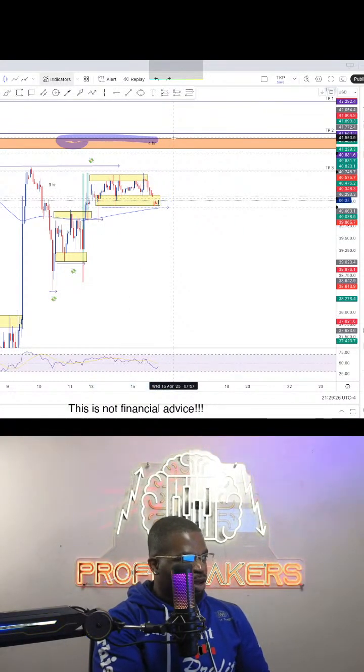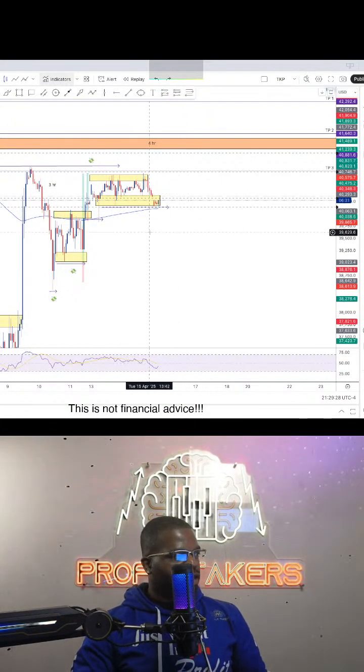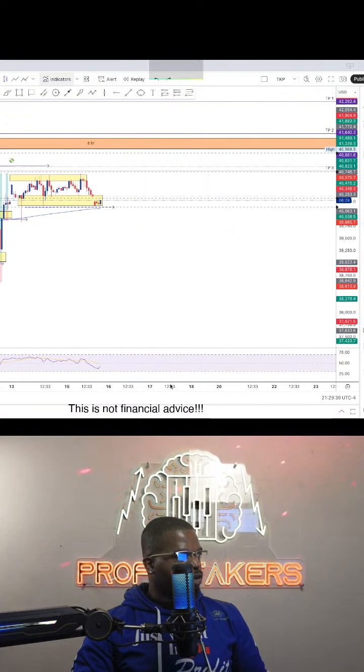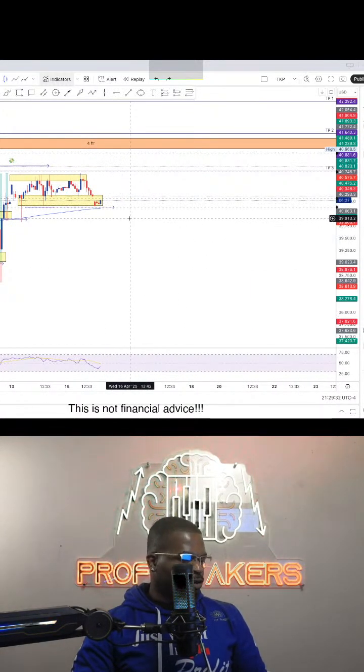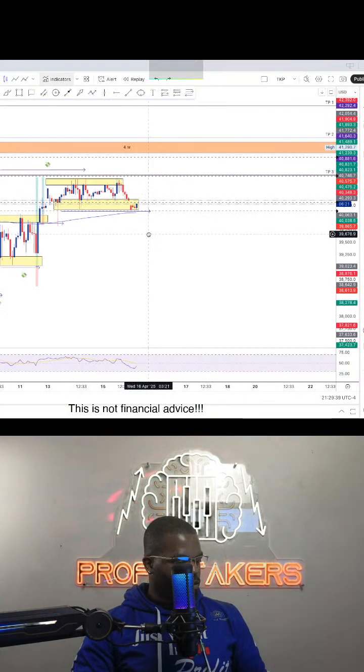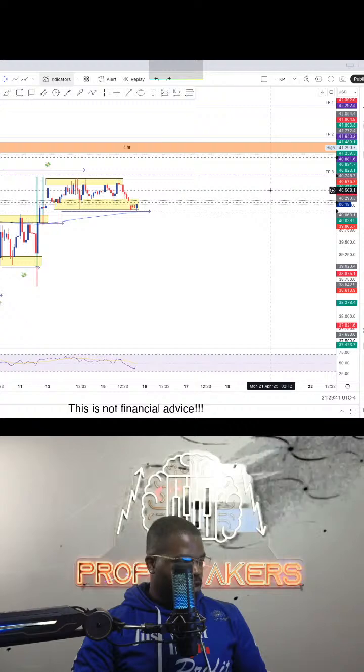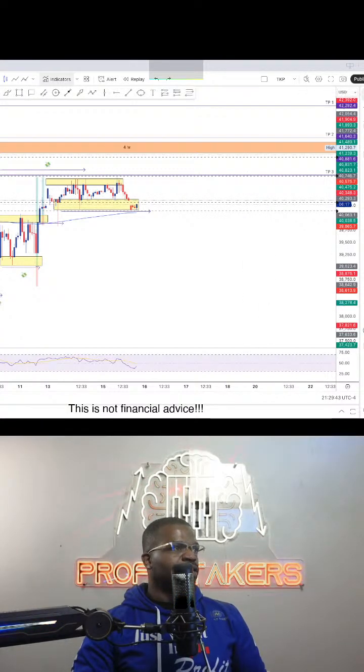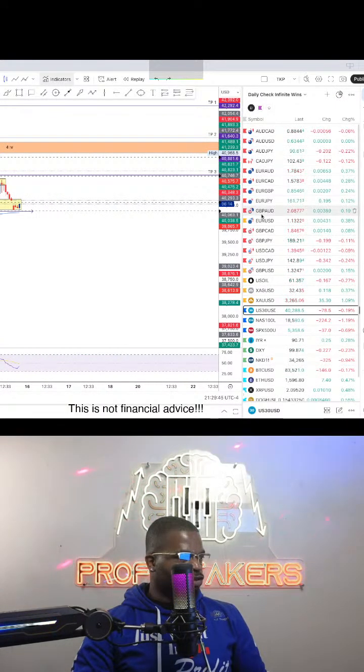So at this point, we're just waiting. We got US 30 trapped in a range right here. We got our alerts beneath and above it. And at this point, there's really nothing we can do with this thing, nothing that we can do until one of those alerts are triggered.